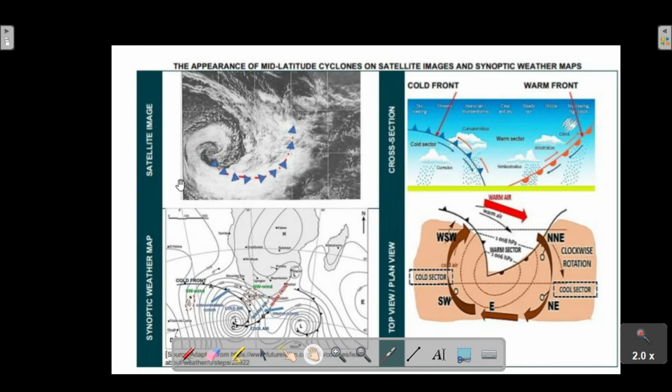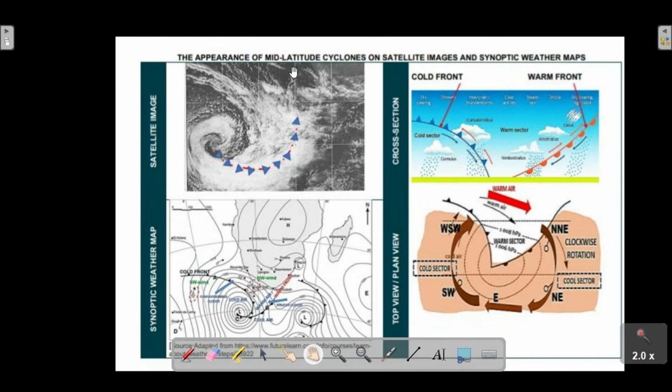So for the satellite image of a mid-latitude cyclone, it's a spiral, guys. So you should look at the spiral of clouds, okay? And the spiral really tells you a lot about the rotation of air, okay? So the air, of course, will follow the spiral, okay? So these clouds are influenced by the air rotation.